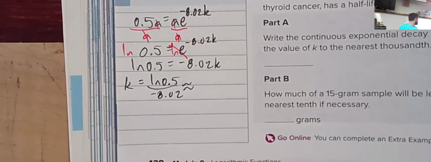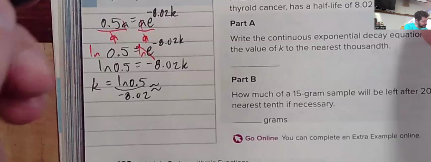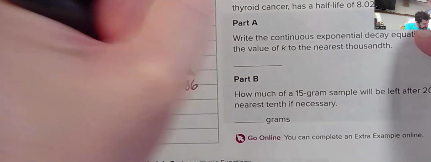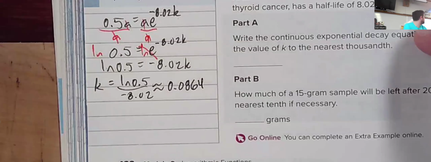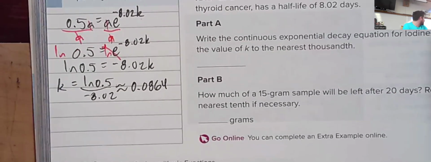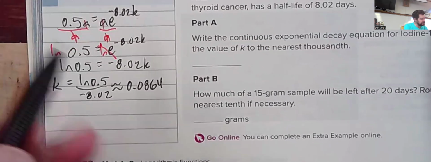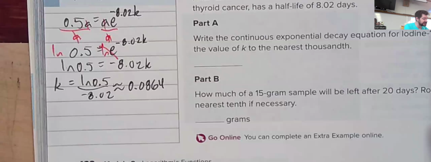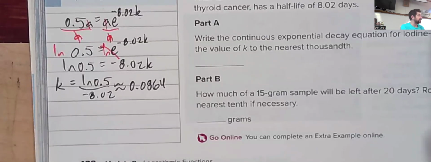Oh, good. This one was not in scientific notation, so we can go with 4 decimal places, 0.0864. So the decay rate, if we move this back to the right a couple of spaces, is going to be about 8.64%. However, we don't need to worry about that. That's not something we need to write. We just need to write the equation.